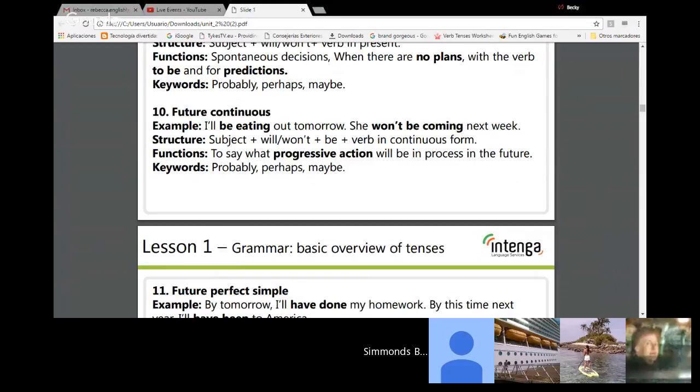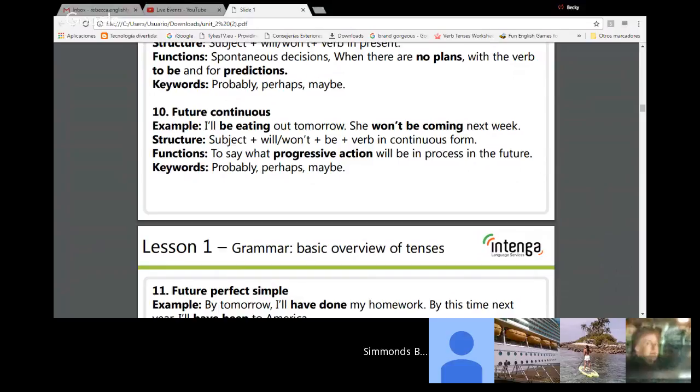And this is for specific moments in the future, okay? Like it says in the first sentence, I'll be eating out tomorrow. It doesn't specify exactly what time, but it will be tomorrow. Maybe it's at the exact time as they're saying this. In the second sentence, she won't be coming next week. We don't exactly know what day next week she's planning on coming or not, but she won't be.